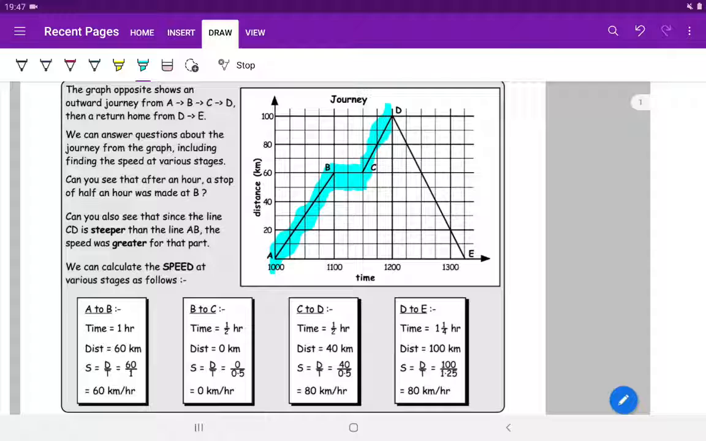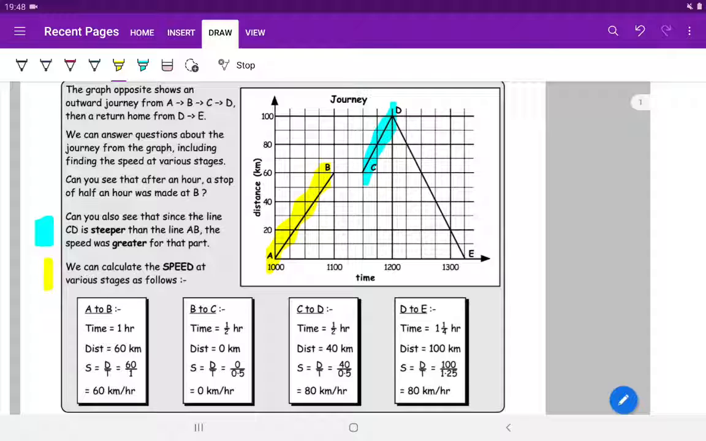Now, it says here, can you also see that since the line CD is steeper than the line AB, the speed was greater for that part? Now, you might not realise that just now, but if we compare AB here, and then we compare CD here, CD is steeper, and that means that it's going faster, and we can read the times off and get the speeds in a wee second. So, we can calculate the speed at various stages as follows.